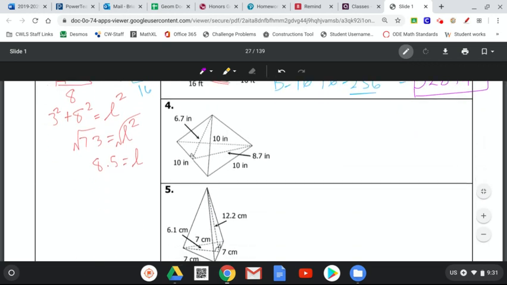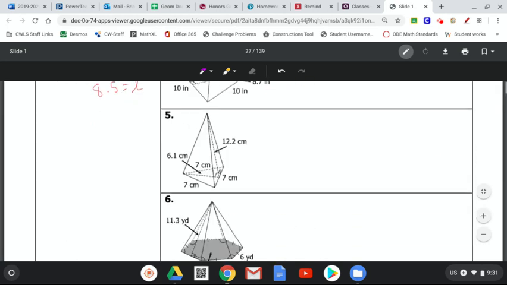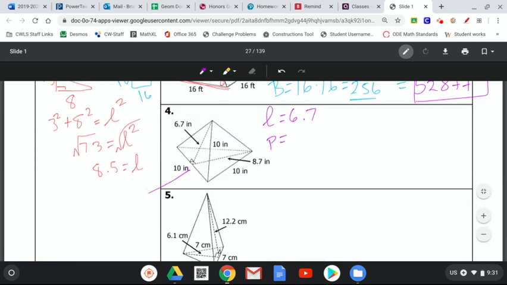So moving on to number 4. Number 4 gives us our slant height. So, hey, we're good to go. It's going to be 6.7. Awesome. We got to find the perimeter of the base. Well, it tells us it's a triangle, and all sides are 10, meaning that our perimeter is just going to be 30.